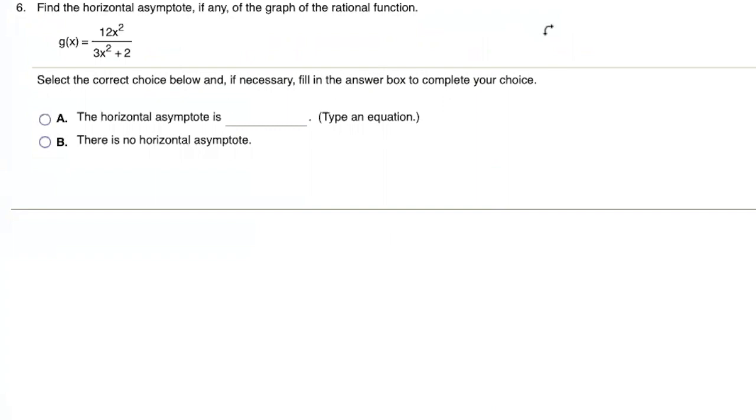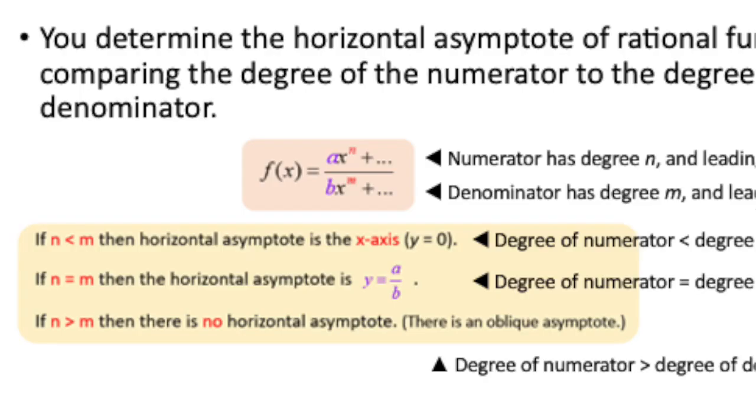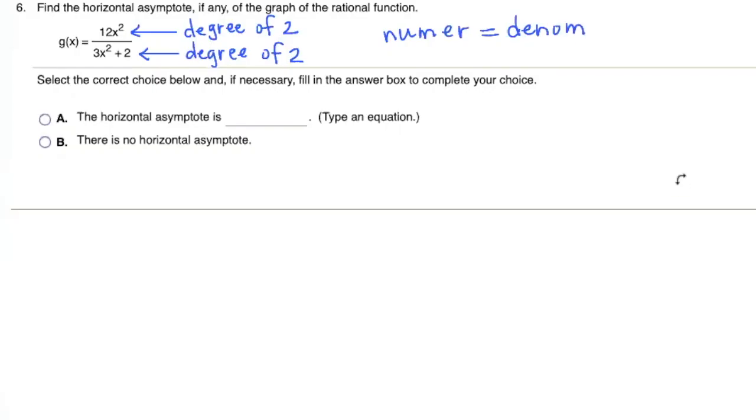Here's another example. Again, I'm asked to find the horizontal asymptote. The degree of my numerator, the highest power of x that I see, is 2. The degree of the denominator, the highest exponent I see, is 2. When the degree of your numerator is equal to the degree of your denominator, which is what I've got going on here, there is a horizontal asymptote.